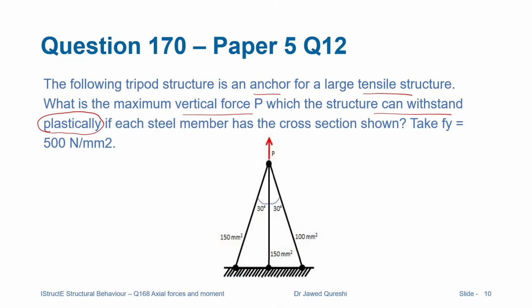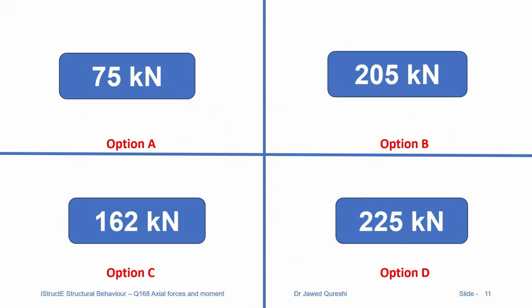If each steel member has a cross section as shown, which is here, the cross section area is shown, take Fy as 500 Newton per millimeter square. There are four options to choose from. Option A is 75 kilonewton, B 205 kilonewton, C 162 kilonewton, and D is 225 kilonewton. Which option do you think is correct? Remember that here we are asked to analyze the structure using plastic analysis.